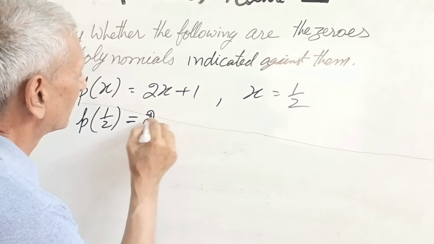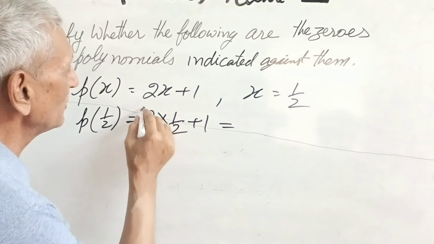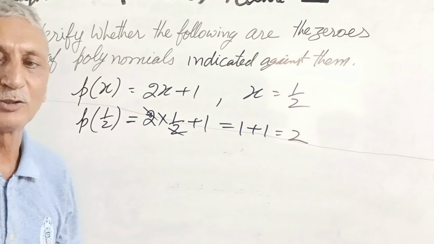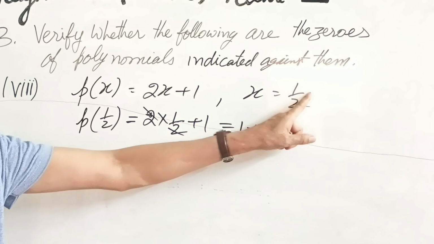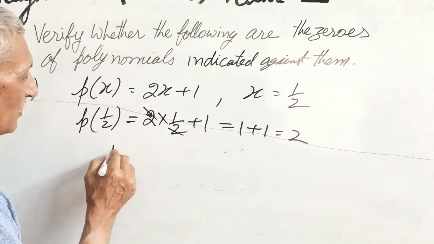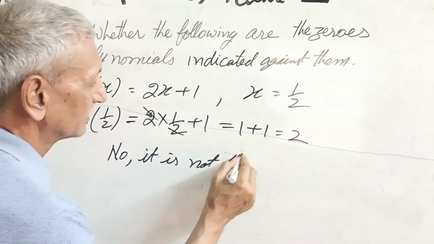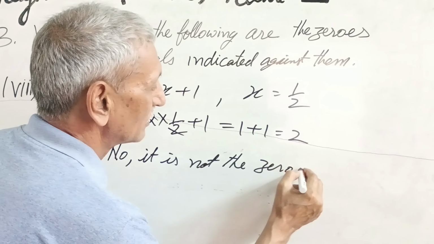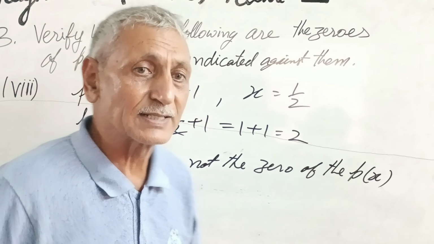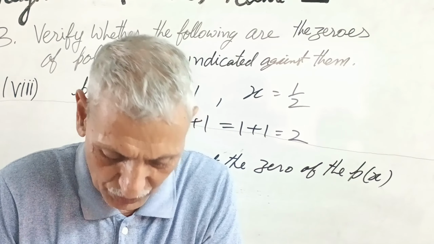चलो तो अब मैं कर देता हूं आपके लिए. 2 into 1 upon 2 plus 1. This will give you 1 plus 1. This will give you 2. तो 0 तो आया नहीं. That means this is not the 0 of this polynomial. Right, friends? हमने कंप्लीट कर लिए सारे पार्ट क्वेश्चन नंबर 3 के.